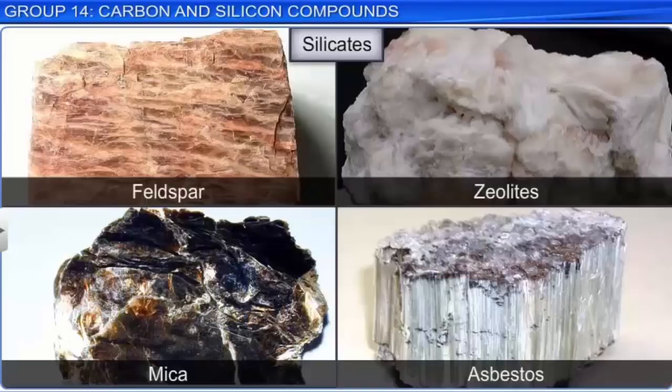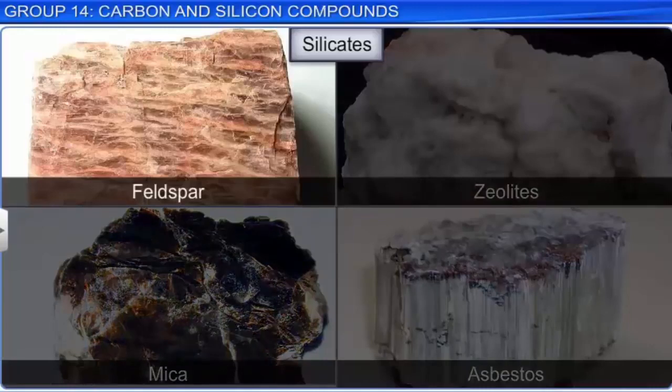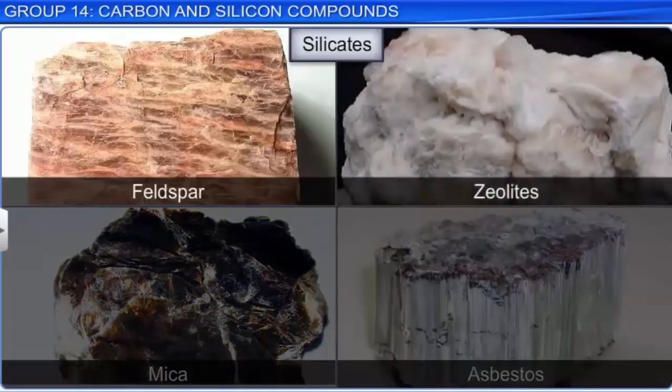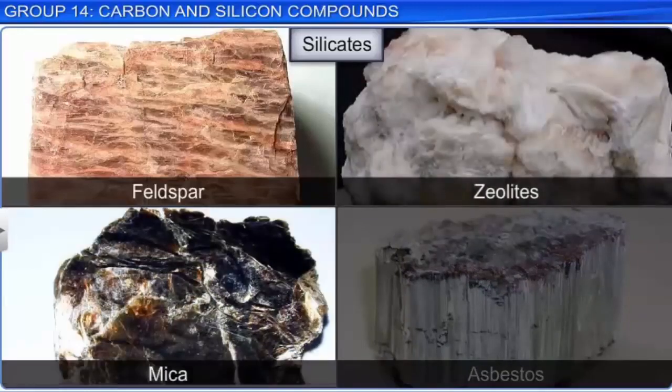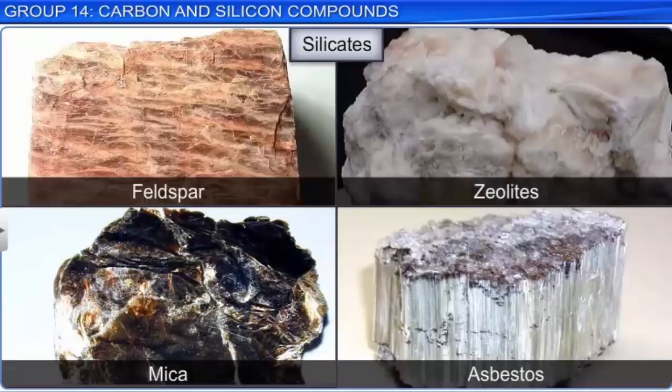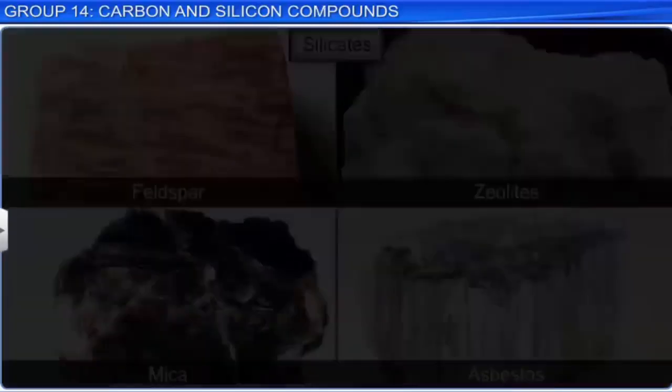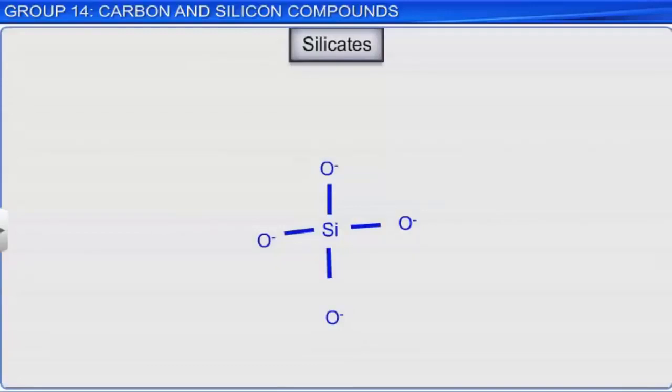Silicates are another important class of silicon compounds. Many silicates are found in nature, including feldspar, zeolites, mica and asbestos. The main structural unit of silicates is the ion SiO4-4.